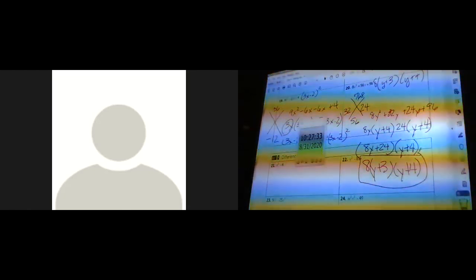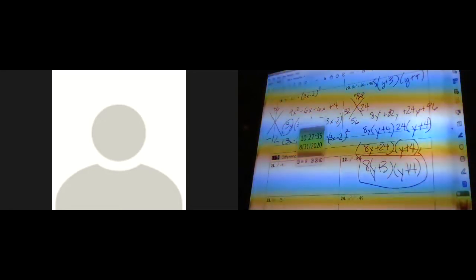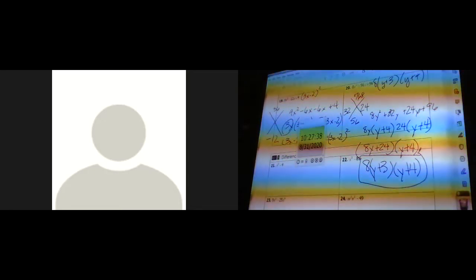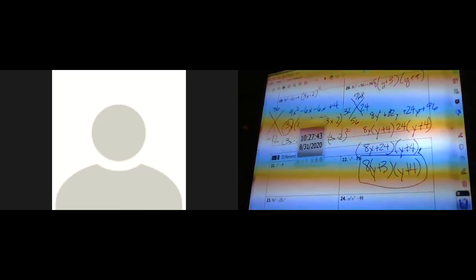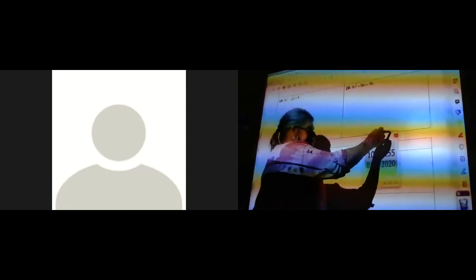Any questions? Got a question? All right, so what about the difference of squares? What about the difference of squares? This is where it starts.